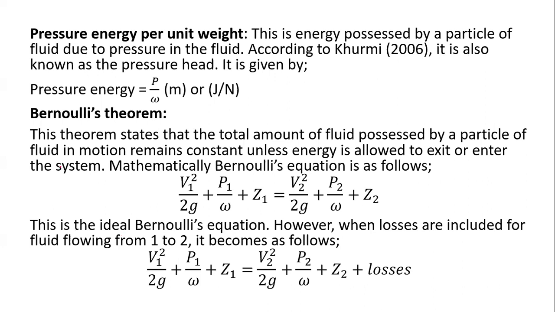Pressure energy per unit weight is given by pressure over specific weight. So in this case, we're saying pressure divided by that specific weight, which can be density times gravity. The same unit again, joules per Newton.